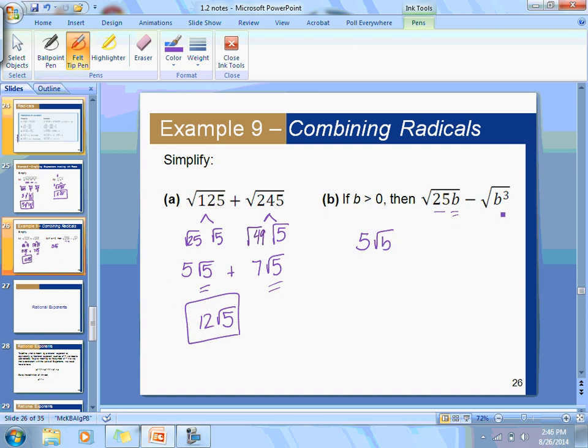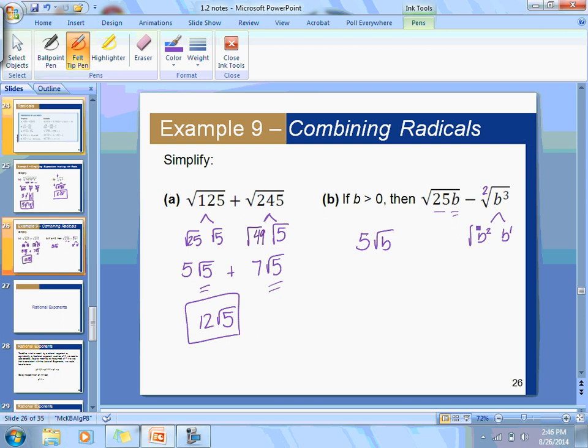Now this b to the third, this is very similar to what we saw in the previous example, example number 8, part B. Here I have b to the third, and I'm trying to take the square root of it. So the square root is a 2. There's a little invisible 2 there. So I want to ask myself, okay, how many of those b to the 2's can I take out of this b to the third? I'm going to break it down into b squared and b to the first. 2 plus 1 is 3.